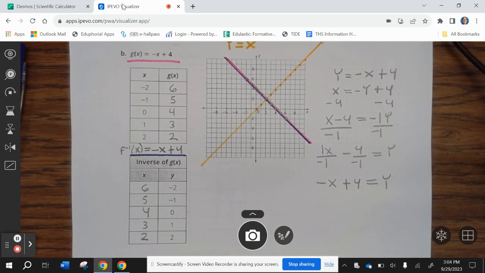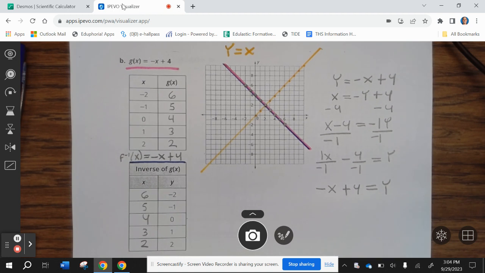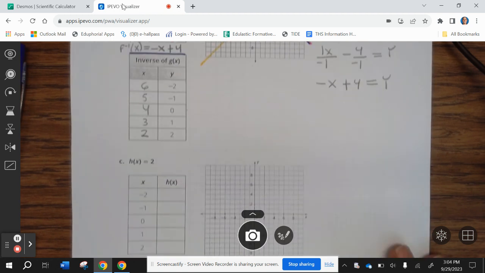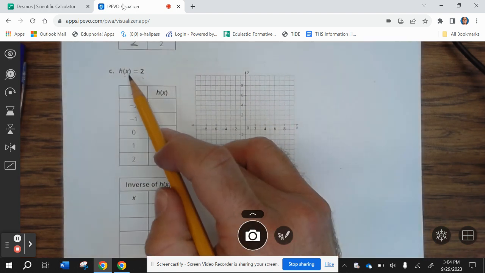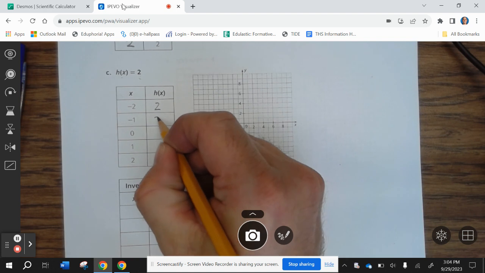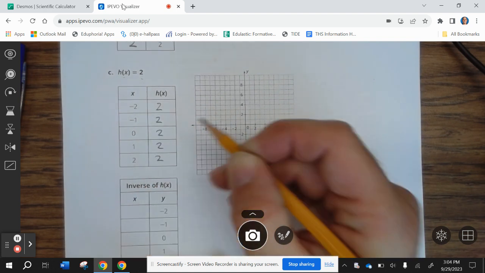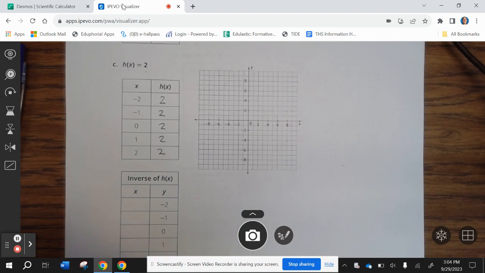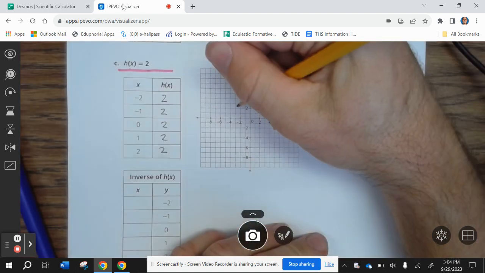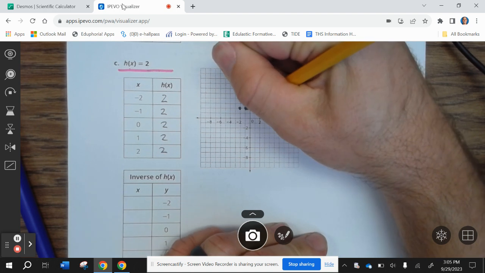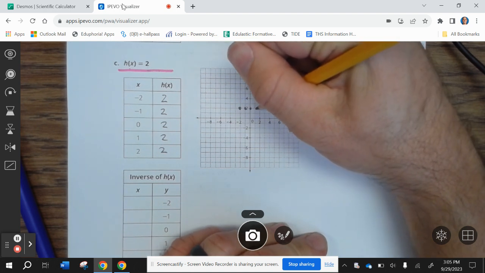All right, go ahead and finish that up. All right, let's take a look at the next problem. All right, well, this is easy. h(x) equals 2. So no matter what x is, it's always going to be 2. So 2, 2, 2, 2, 2. So again, let's graph this in pink. So (-2, 2), (-1, 2), (0, 2), (1, 2), (2, 2).